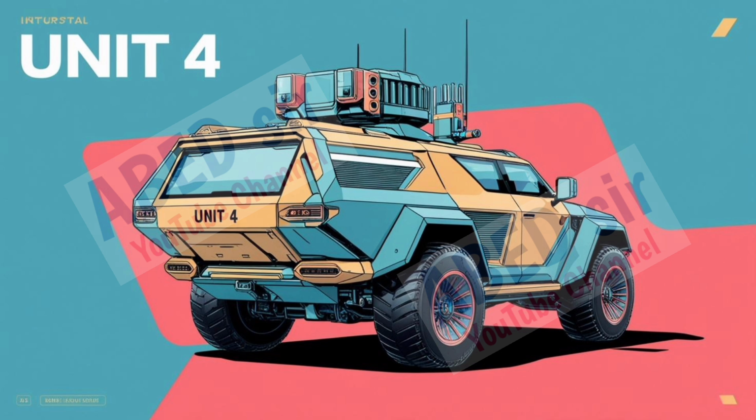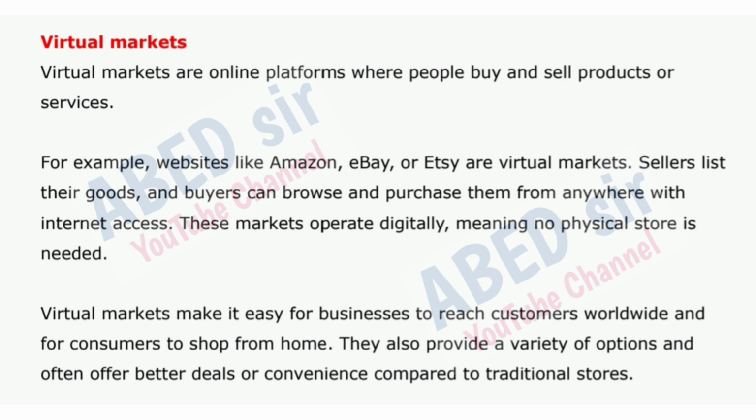Fourth unit. First important short question is virtual markets. Virtual markets are online platforms where people buy and sell products or services. For example, websites like Amazon, eBay, or Etsy are virtual markets. Sellers list their goods and buyers can browse and purchase them from anywhere with internet access.